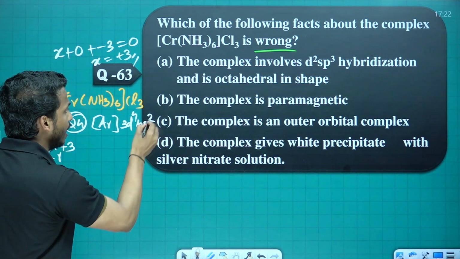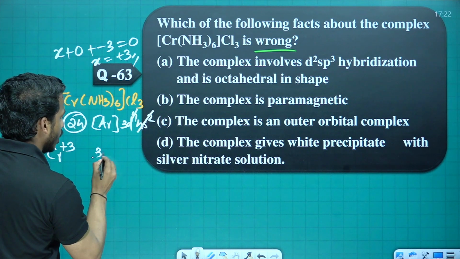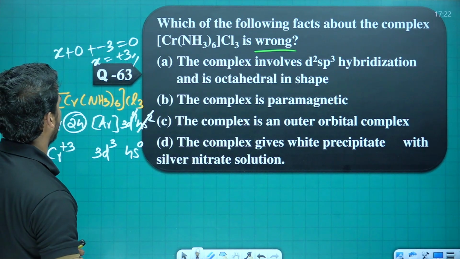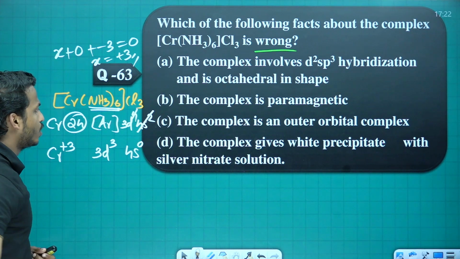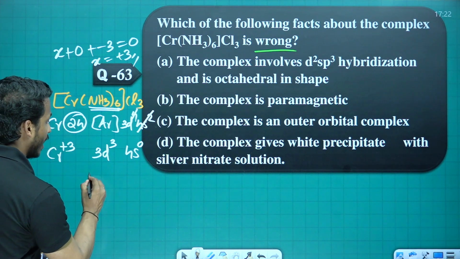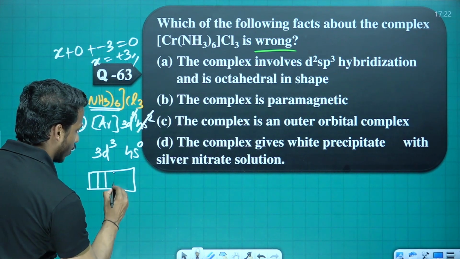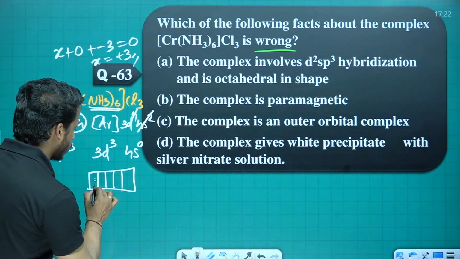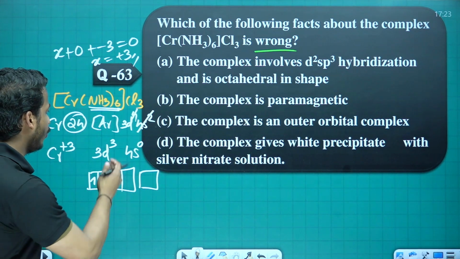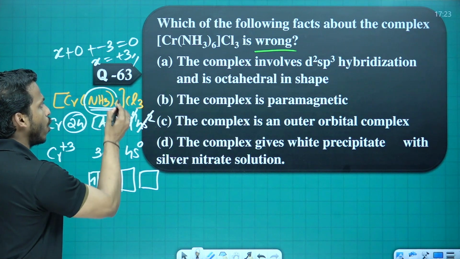What do you mean by +3? Remove these 2, and from this one you will get 3d3 4s0. And you know amine is a strong ligand. If amine is a strong ligand, we have to pair the electrons, right? d3 means what? 1, 2, 3, and 4s is free now. See, if you pair, amine is a strong ligand.